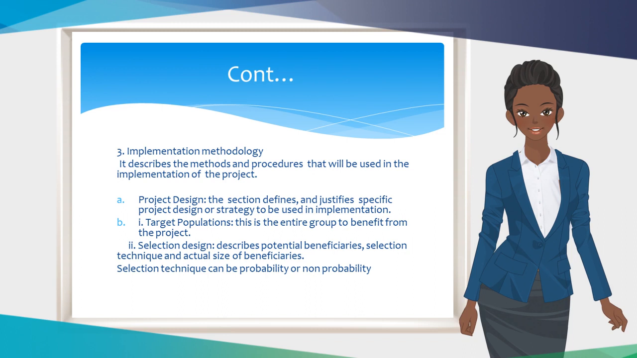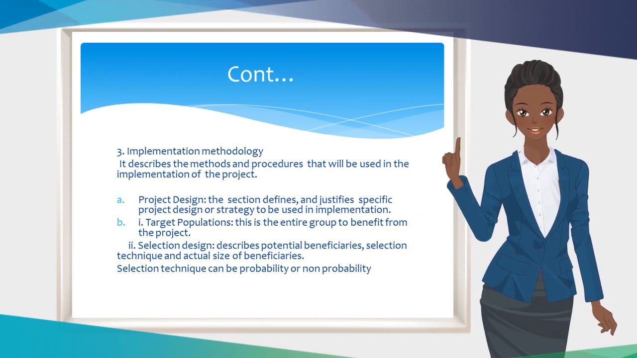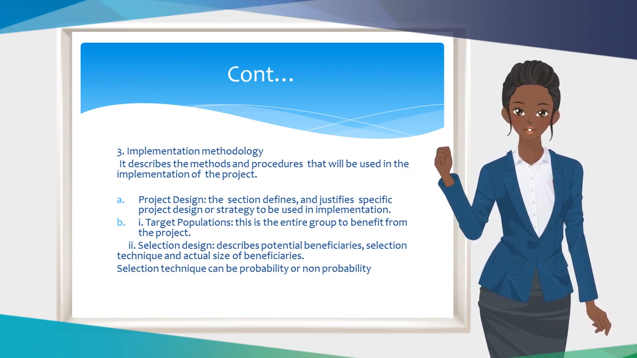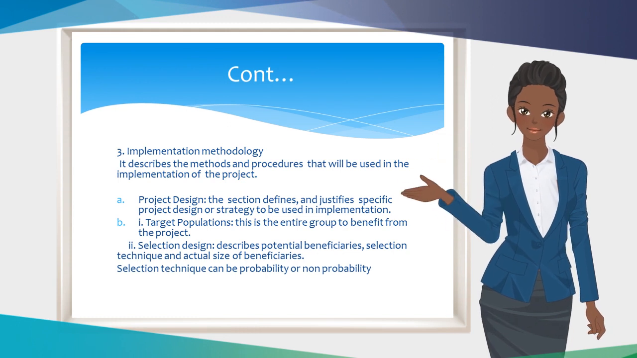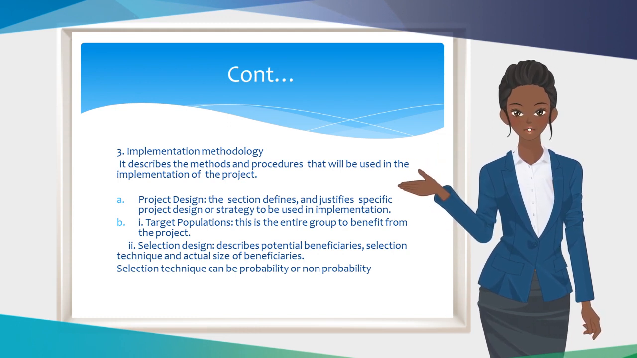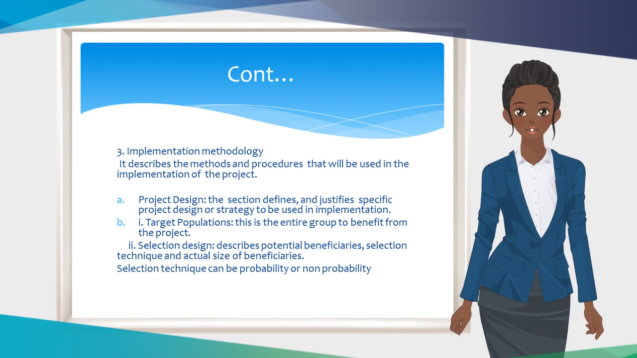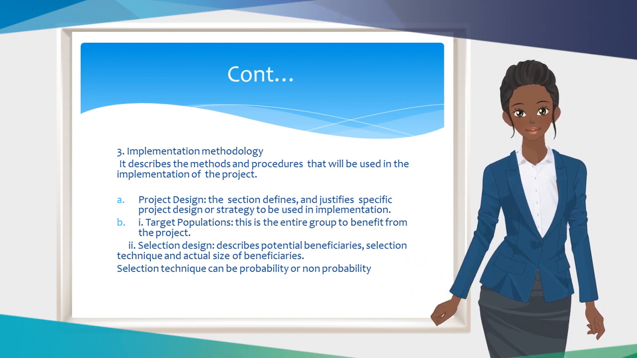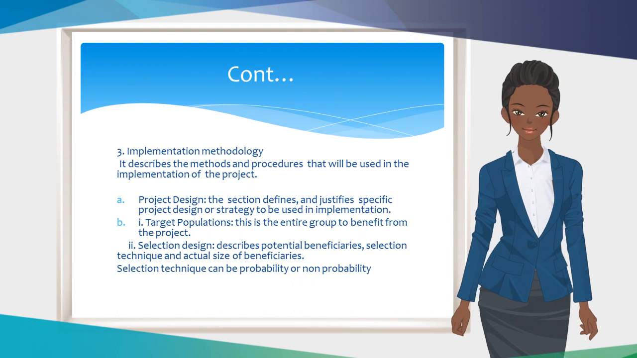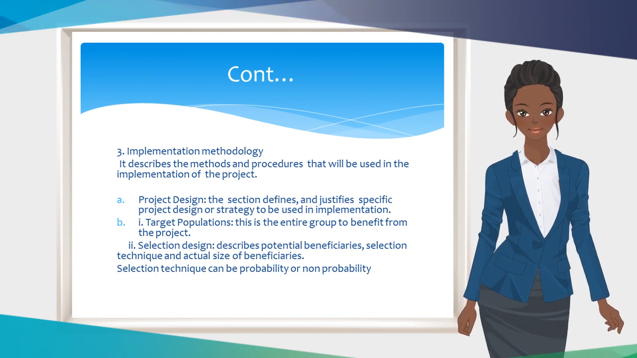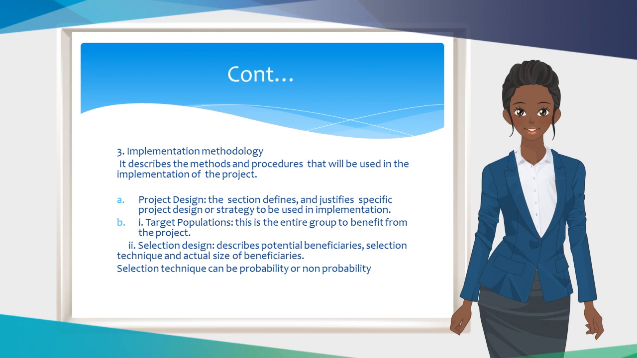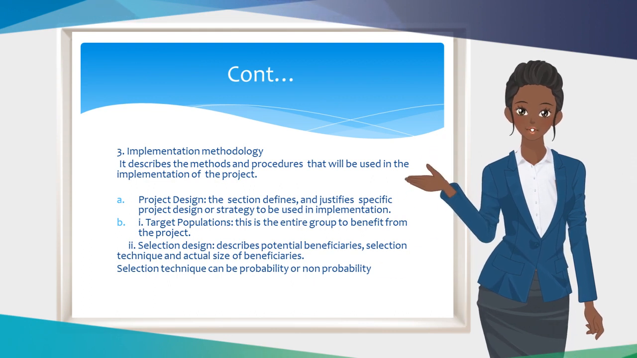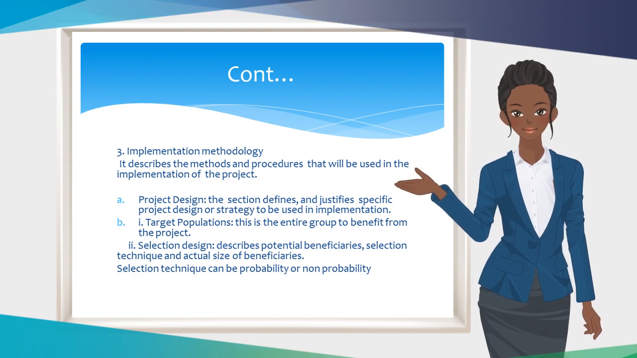The implementation methodology. Here, you will describe the methods and procedures that will be used in the implementation of the project. Project design. Here, you will define and justify the specific project design or strategy to be used in implementation. Target populations. You will be required to state the entire group to benefit from the project. In selection design, you describe potential beneficiaries, selection technique, and actual size of beneficiaries.